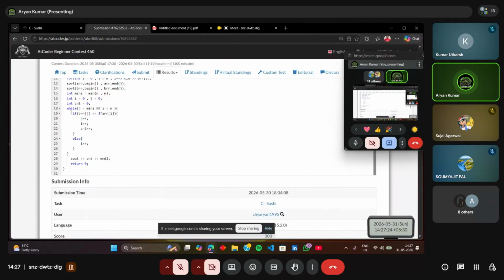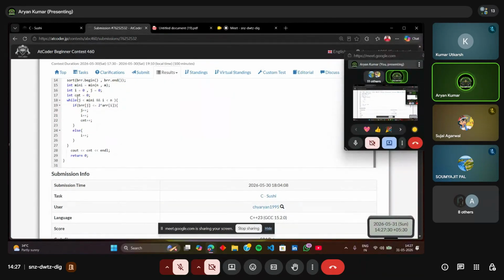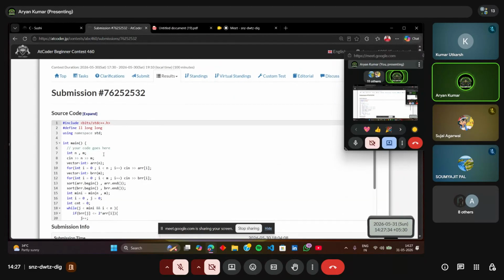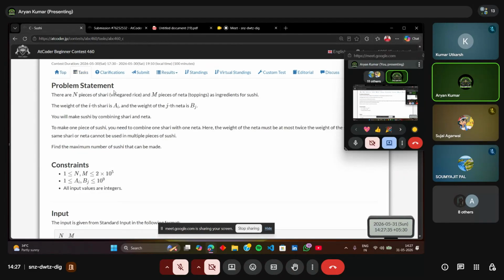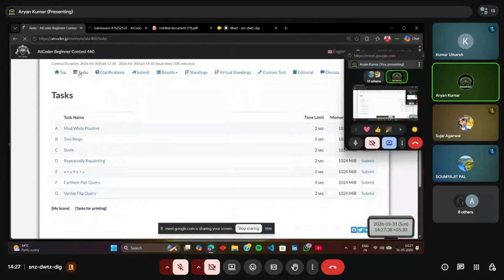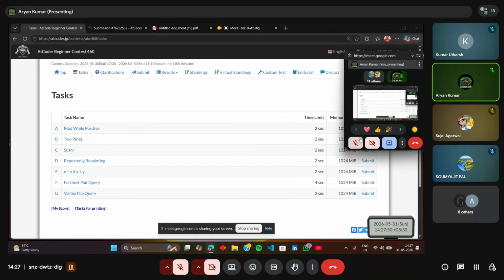When the loop terminates, whatever value is in this count variable will be our answer. So this was the code for our third question, that is sushi. So this was all about yesterday's AtCoder contest. If you guys have any doubt, you can ask me. Otherwise, we will move to the Codeforces discussion.